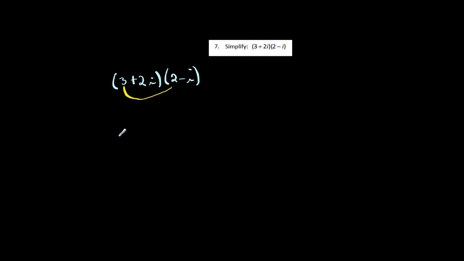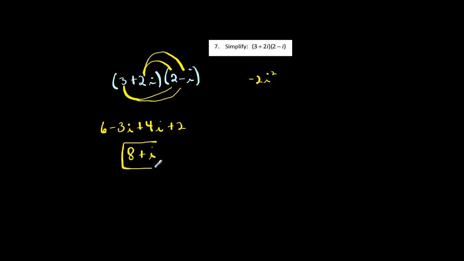Alright, so 3 times 2 is 6. We're foiling. 3 times -i. Sorry, negative i. 3 times negative i is -3i. 2i times 2 is 4i. 2i times -i is -2i squared. -2i squared. The i squared is going to turn this into a positive 2. 6 and 2 is 8. -3i plus 4i is a positive 1i.